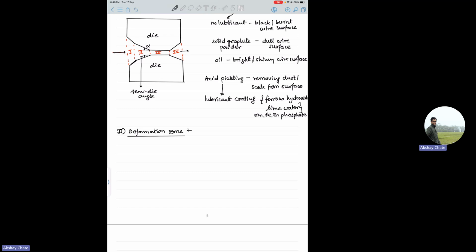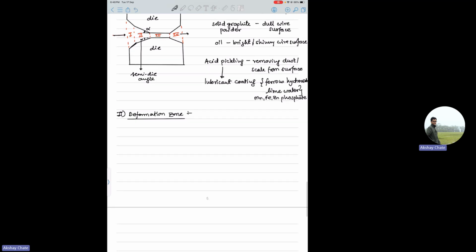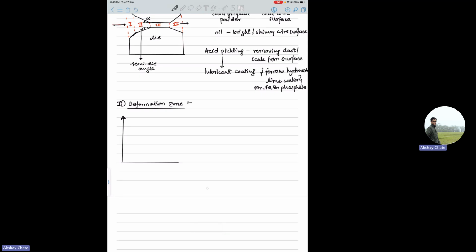Deformation zone. So actual deformation takes place here, and sometimes they try to trick students by asking about this semi-die angle. So alpha is the semi-die angle, and this is the force for drawing, and this is alpha, or maybe 2 alpha. So this is called the die angle. So what kind of value of 2 alpha should be chosen is the question.